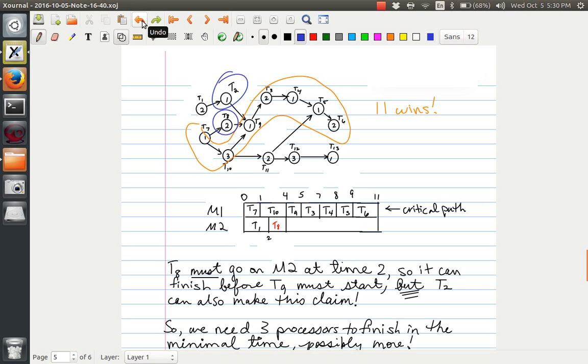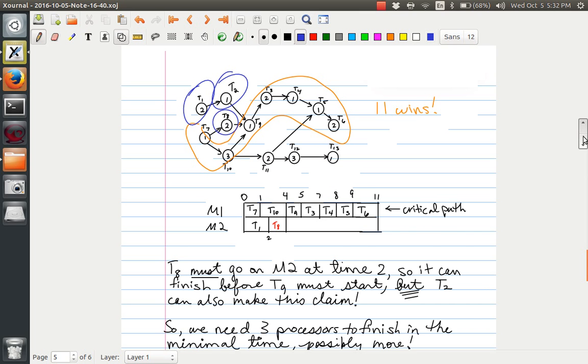Both of them have the claim, and so there's a problem because we have some kind of collision here. T1 is not a problem because nobody else can start, so T1 may as well go ahead and start. But then T8 and T2 have to be squeezed in here somehow. So if we have 3 processors, we're good to go, and the rest of this isn't a problem.